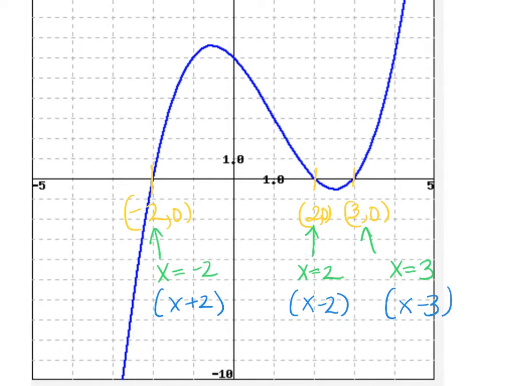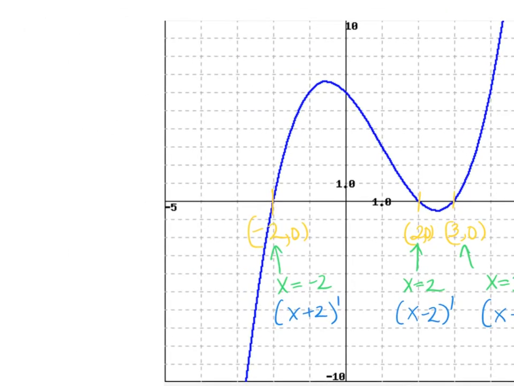Now I have to look at the behavior of those zeros at those intercepts. My behavior at x plus 2 is a passing like a line, so I know that the power on that is 1. My behavior at x minus 2, or in other words, at 2, 0, behaves like a line. And my last one also behaves like a line. So I know that their multiplicities are all 1.